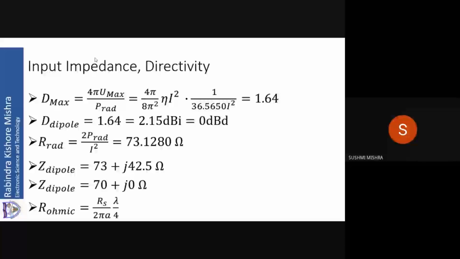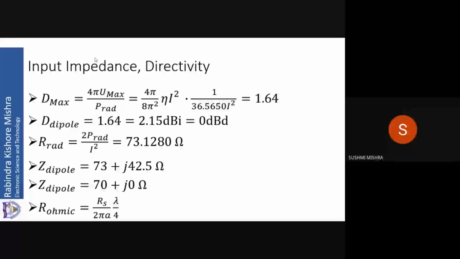Then when we make that adjustment, the resistive component no longer remains 73. It comes down to somewhere between 67 to 70. So approximately people take 68. Sometimes people take 70. I am taking 70 here. You can take 68 or so.